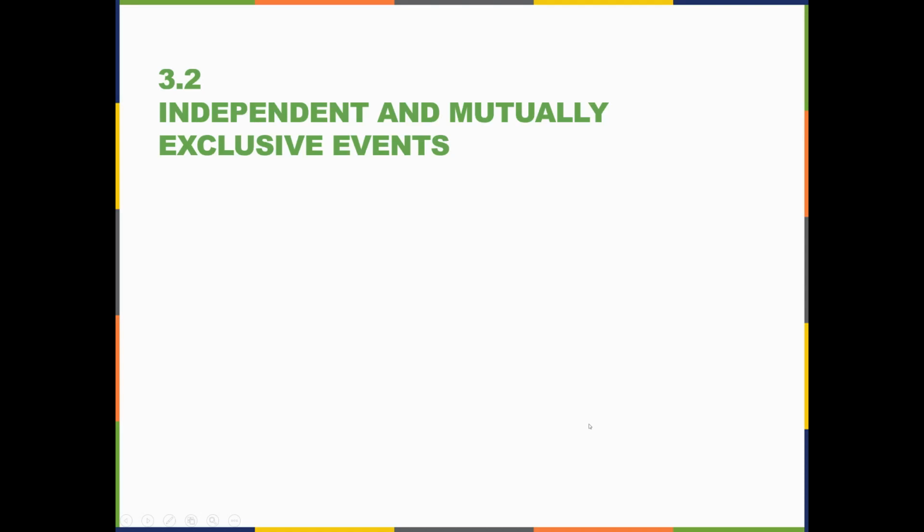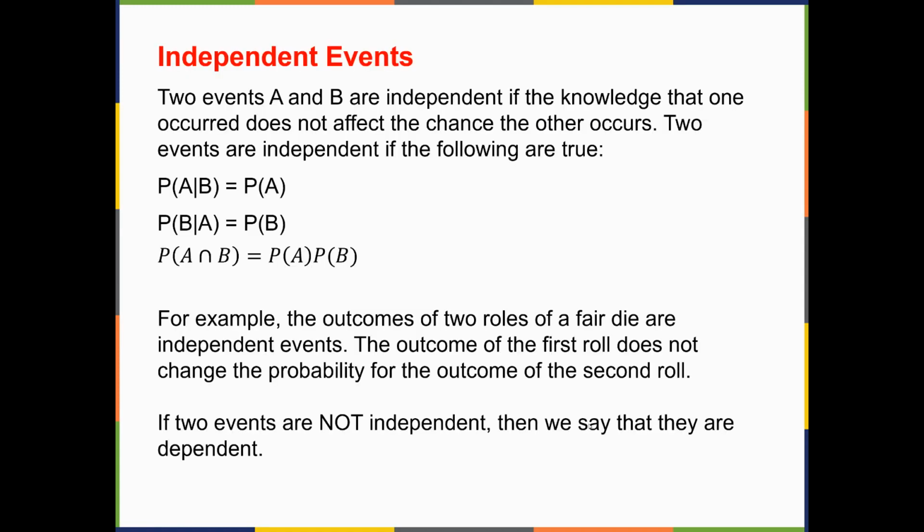All right, welcome to section 3.2 where we talk about independent and mutually exclusive events. Starting with independent events, we know two events, A and B, are independent if the knowledge that one occurred does not affect the chance that the other occurs. All right, two events are independent if the following are true.